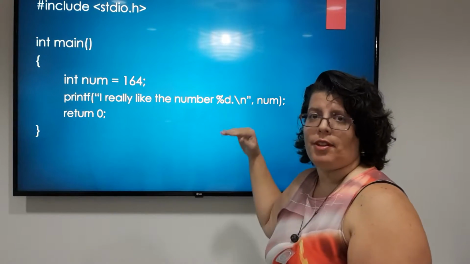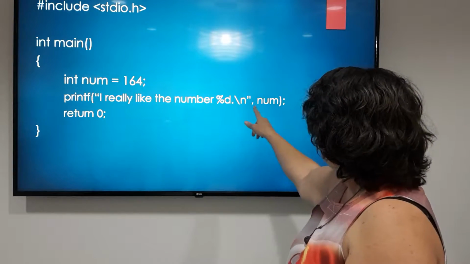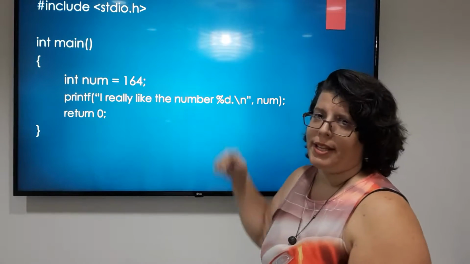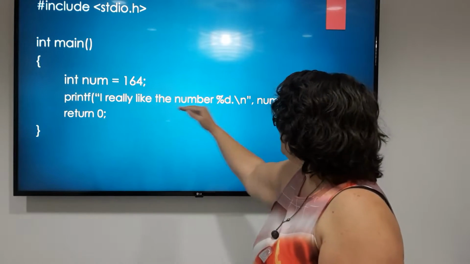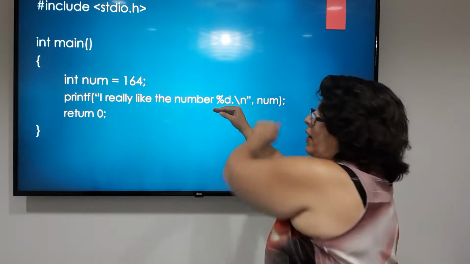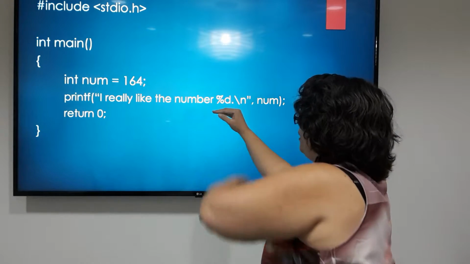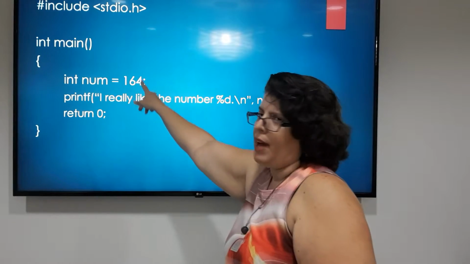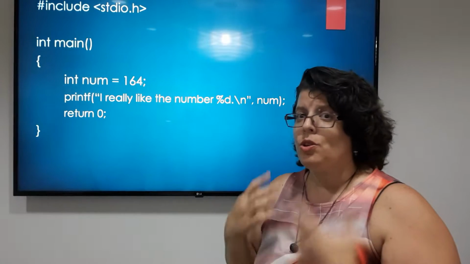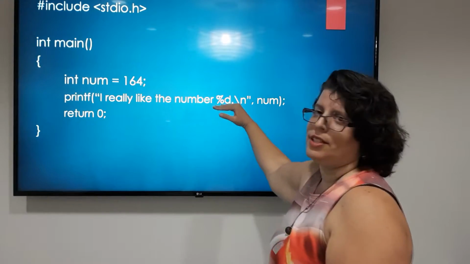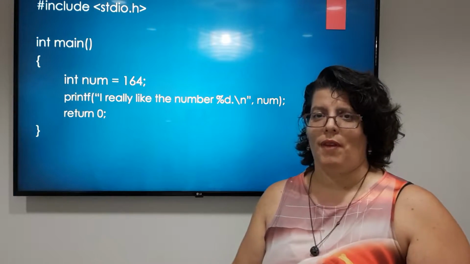And this blank is after the comma. So after the comma, I want to find what's the actual value that goes in the blank spot. So I really like the number blank, and it grabs num, finds out what's inside of num right now, and puts that value to fill in the blank. We know that inside of num I have 164. So what I actually see on the screen is, I really like the number 164. And that's what shows up on my screen.